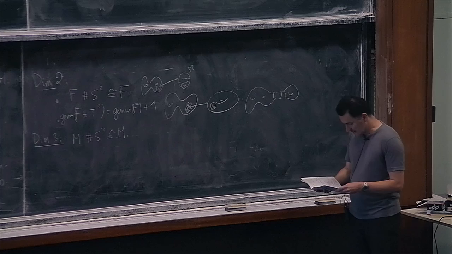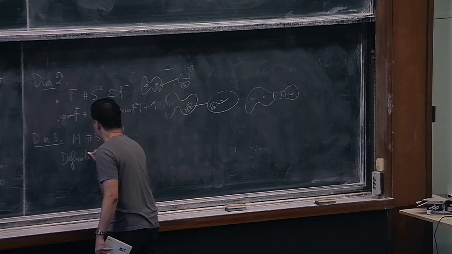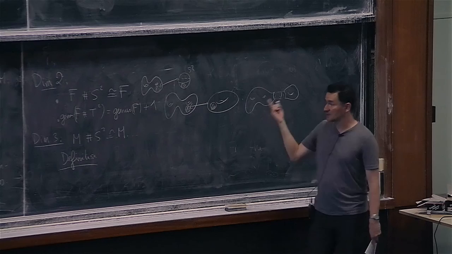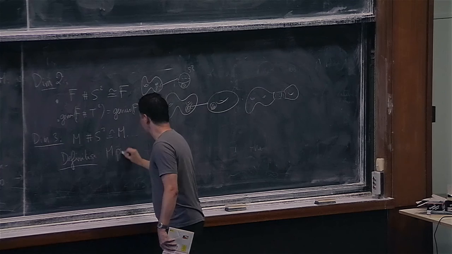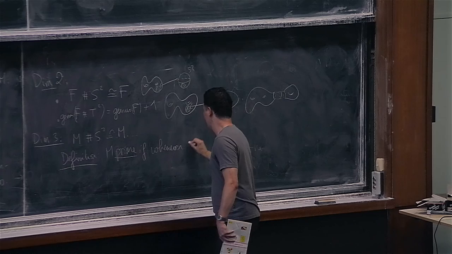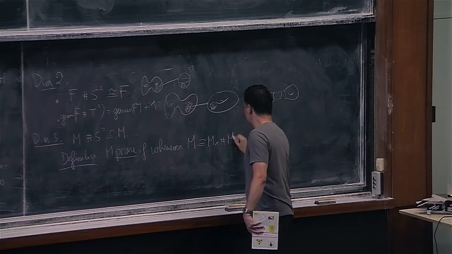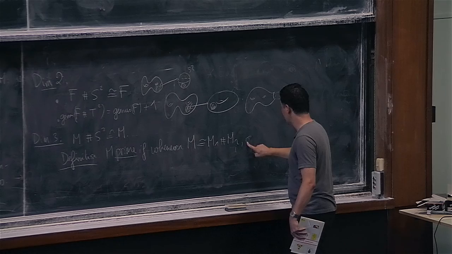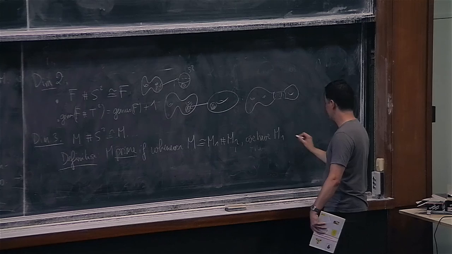And this prompts the following definition. You say that a manifold is prime if it cannot be decomposed as a connected sum except in this trivial way. So M is prime if whenever you can write M as a connected sum of two manifolds M1, M2, we have that at least one of them is a sphere.